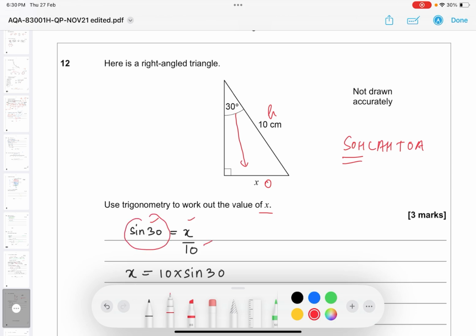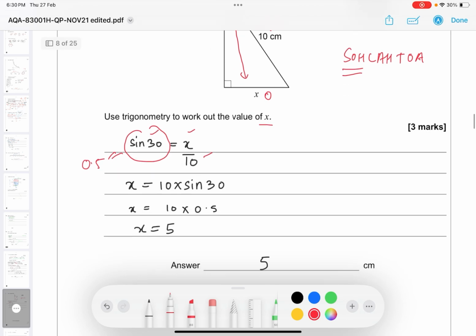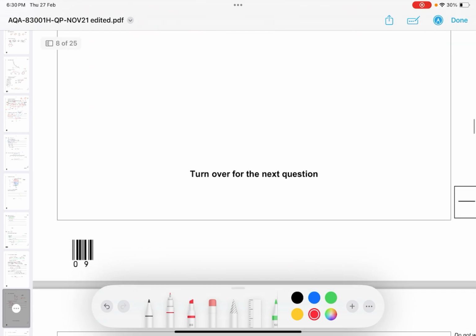What is the value of sine 30? It is 0.5. So x equals 10 times, because 10 is in division over here, it will go there and become multiplication. 10 times sine 30 equals 10 times 0.5. So value of x is 5. Very good. Let us move on to the next question now.